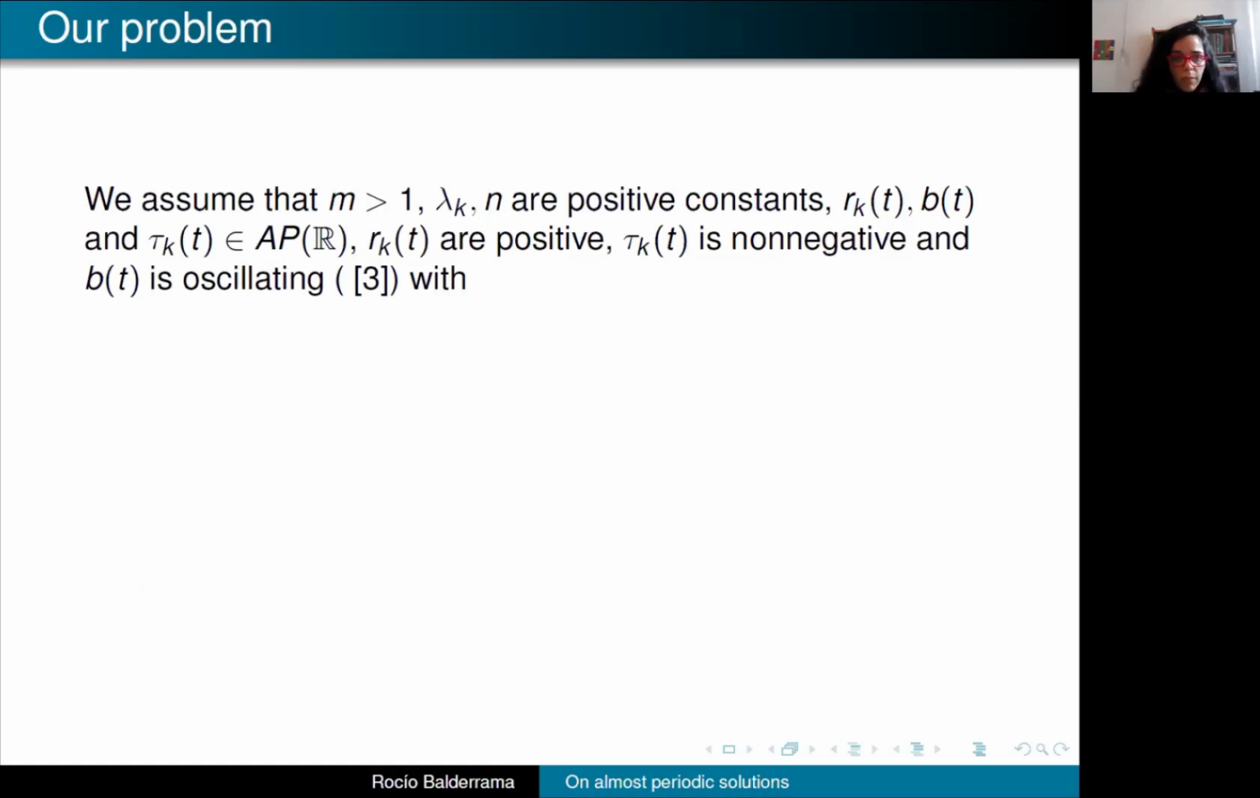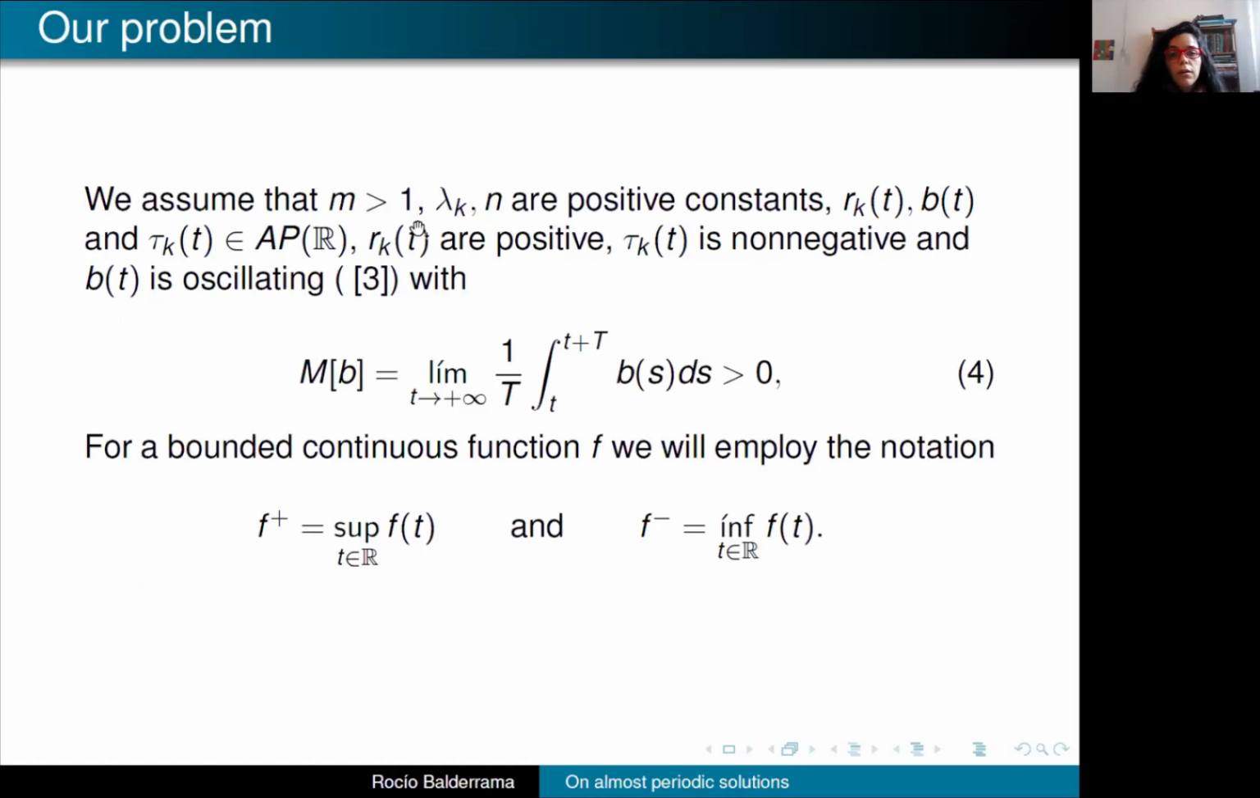So this oscillating p is the rate at which cells are lost from the circulation. In our work, we consider all of these assumptions, and this is the only assumption about this oscillating function.